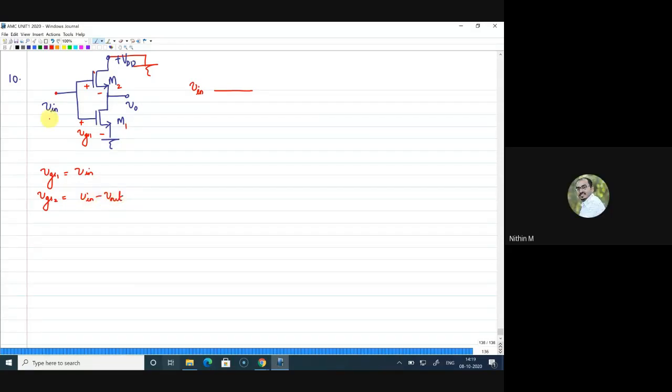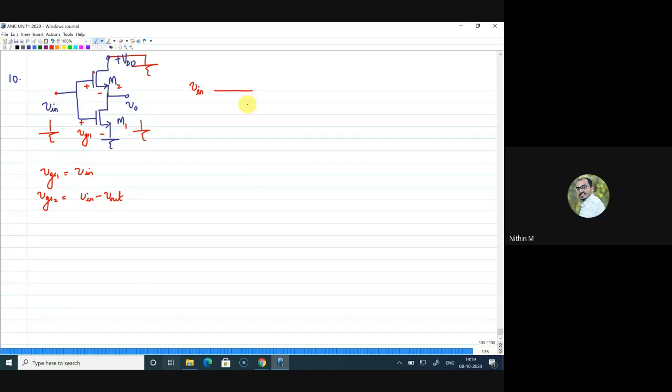Very good question. So V in is measured with respect to ground. V out is also measured with respect to ground. That is the understanding we have. Now with this, let me draw the equivalent circuit. So how will I draw for M1? Let me draw in this form first.